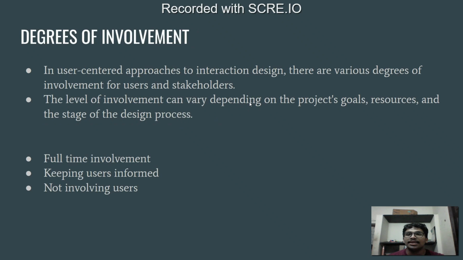Now we'll see about degrees of involvement. In user-centered approaches to interaction design, there are various degrees of involvement for users and stakeholders. The level of involvement can vary depending on the project goal, resources, and the stage of the design process. Three types of involvement: full time involvement, keeping users informed, not involving users.